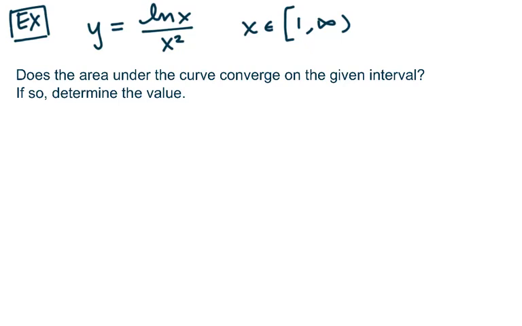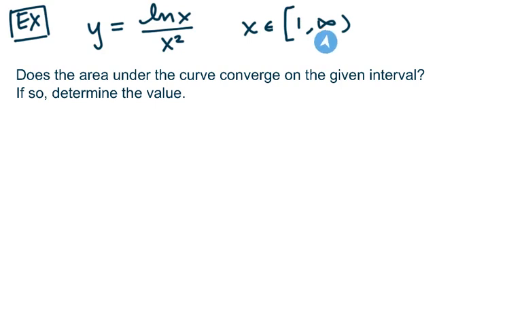In this video, we're going to work through an improper integral example. And the reason we know that it's an improper integral, we're doing an integral because we want to find the area under the curve, but the bounds of integration, our interval, is not finite. It's not closed. It goes to infinity.